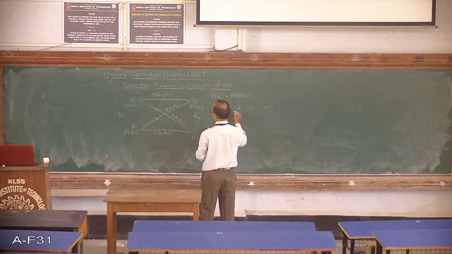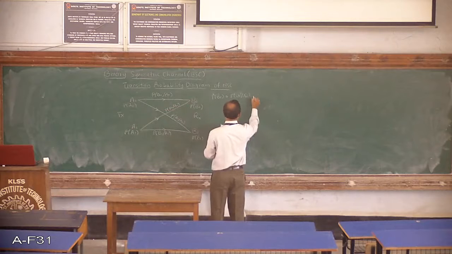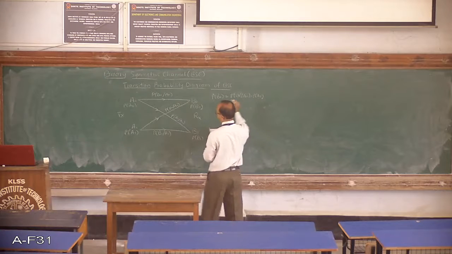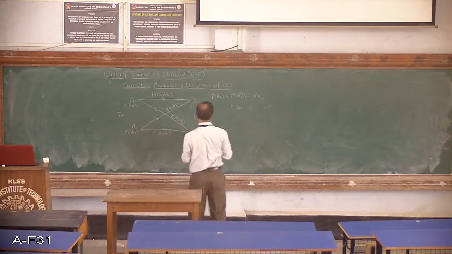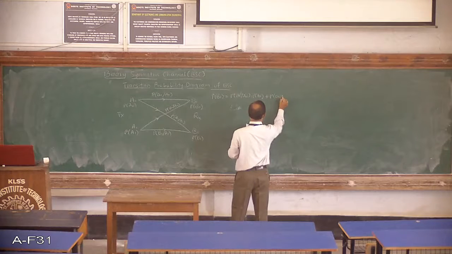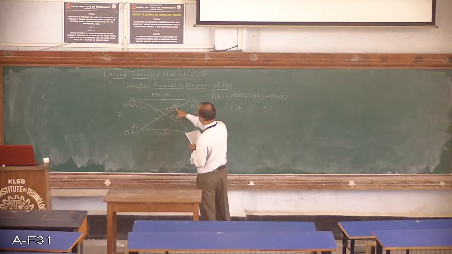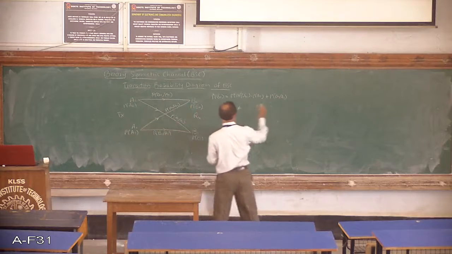P of B0 slash A0, that is this one, multiplied by P of A0, the probability that 0 has been transmitted at the transmitter side, plus probability of B0 slash A1, that is this, multiplied by P of A1.